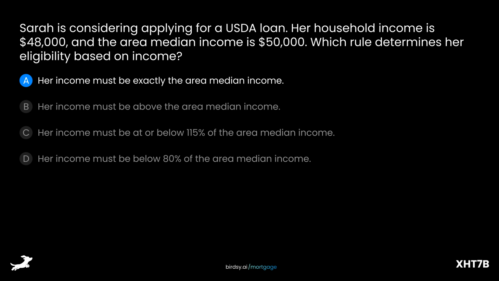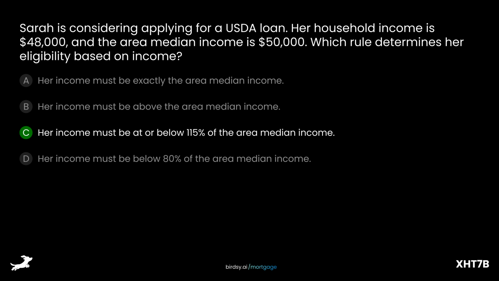Is it A, her income must be exactly the area median income? B, her income must be above the area median income? C, her income must be at or below 115% of the area median income? Or D, her income must be below 80% of the area median income?